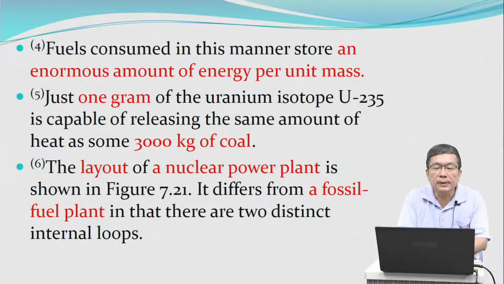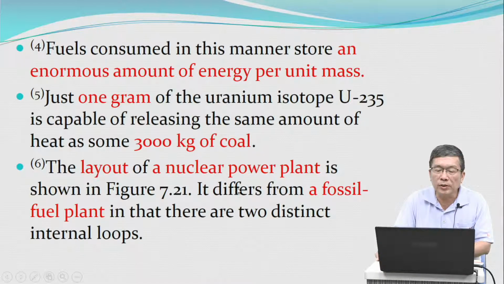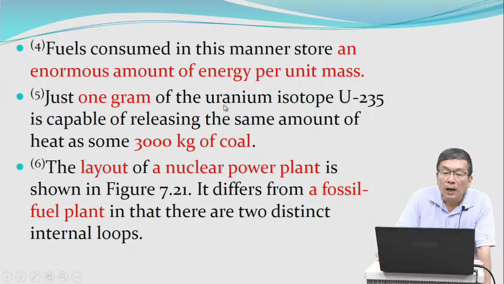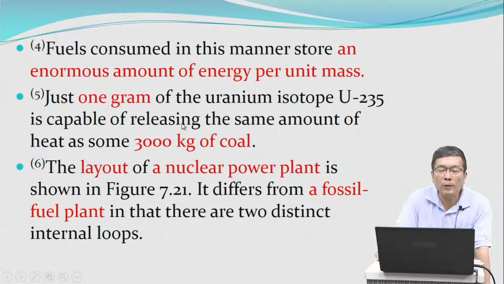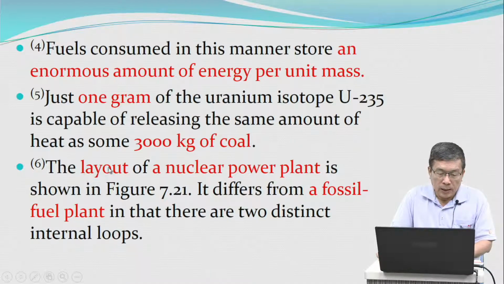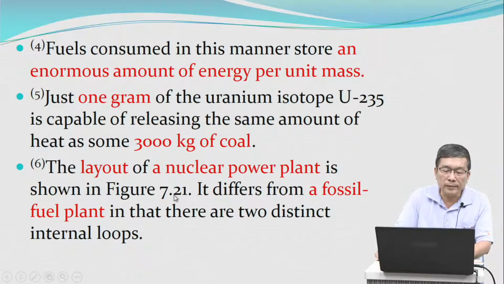The fuels consumed in this manner store an enormous amount of energy per unit mass. Just 1 gram of uranium isotope U-235 is capable of releasing the same amount of heat as some 3,000 kilograms of coal. The layout of the nuclear power plant is shown in figure 7.21.